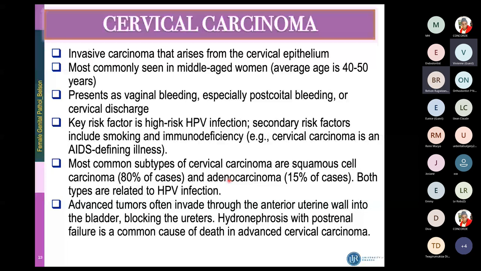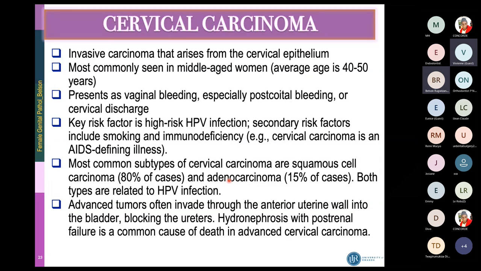So the most common type is squamous, another one is the adenocarcinoma. Both are related to HPV. In the pathomechanism we saw above, E6 binds to P53 and E7 destroys the retinoblastoma protein.